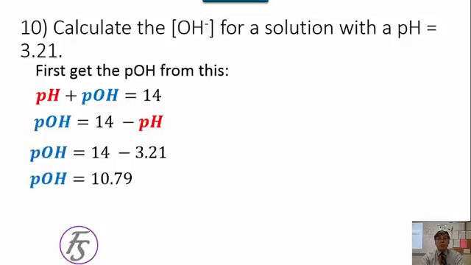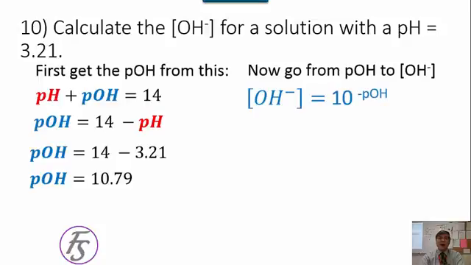Now we're going to go across the bottom, we're going to go straight down. Going straight down, we're going to use this equation. The hydroxide ion concentration is equal to 10 to the power of the POH. So we're going to take our number that we got over here, and we're going to move it and plug it into a superscript right here.